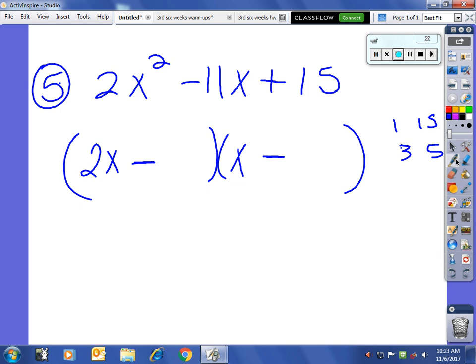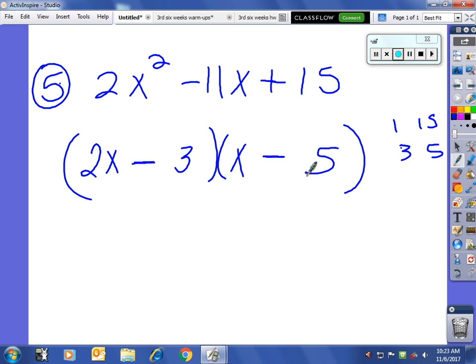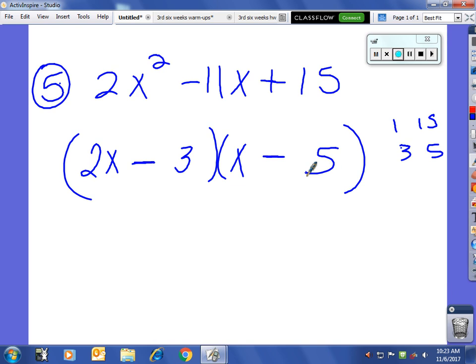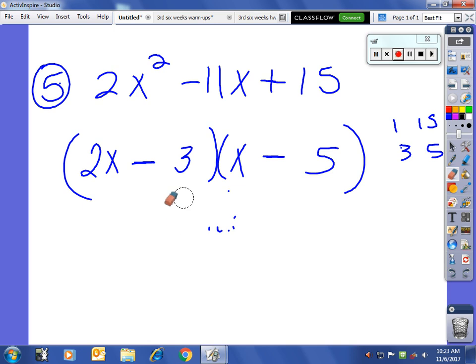And if I were going to start guessing on this one, I probably would not start with the 1 and 15. I'd probably start with the 3 and the 5. So, and again, you just got to jump in and start trying something. I put the 3 in the middle and the 5 on the end. That's going to give me a negative 3x and a negative 10x. Does that work? No, that doesn't mean give up on the 3 and the 5 yet.